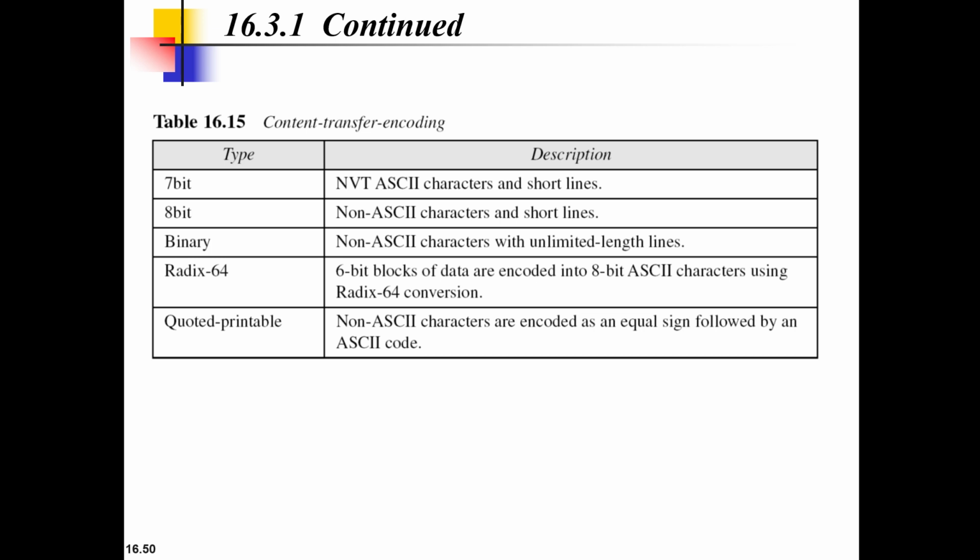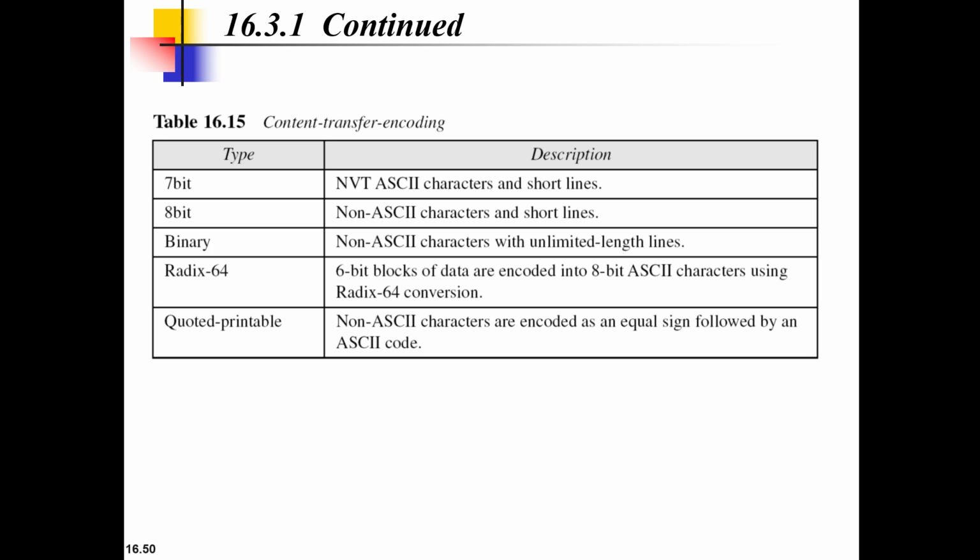First is 7-bit. This is a 7-bit NVT ASCII encoding. Although no special transformation is needed, the length of the line should not exceed 1000 characters. Next is 8-bit. This is 8-bit encoding. Non-ASCII characters can be sent, but the length of the line still should not exceed 1000 characters. MIME does not do any encoding here. The underlying SMTP protocol must be able to transfer 8-bit non-ASCII characters. It is therefore not recommended. Radix 64 encoded printable types are preferable.